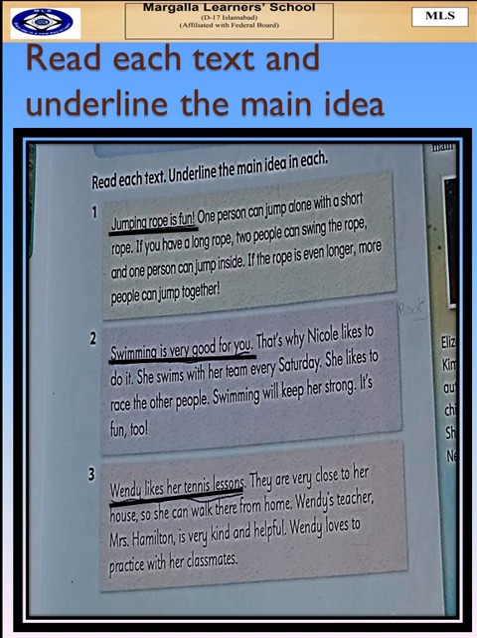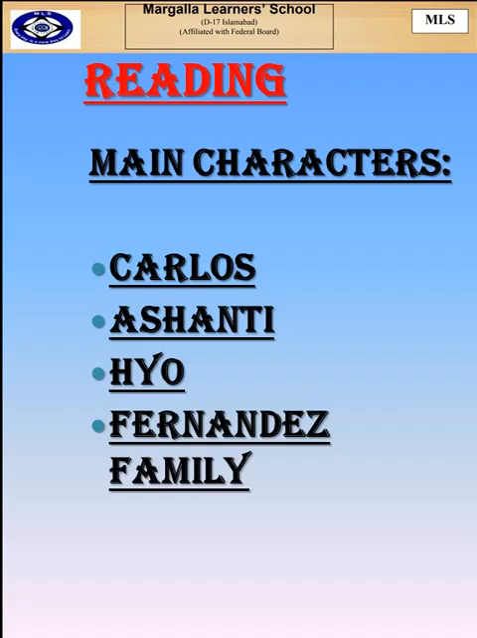As you can see, this whole paragraph is about Wendy liking her tennis lessons, so the main idea of this whole paragraph is present in the very first line. That is, Wendy likes her tennis lessons. Underline it. I hope you are done with this activity.